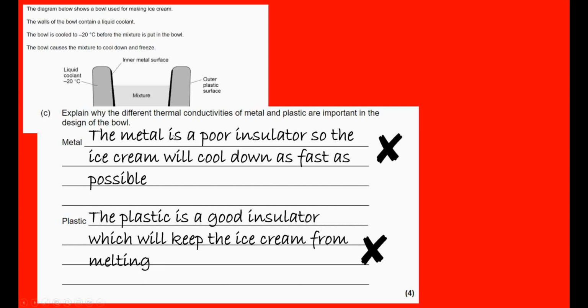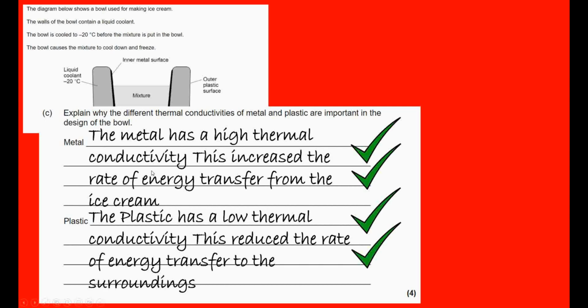So you need to describe what the thermal conductivity is of each of the materials, and then say how that affects the heat transfer. So something like: the metal has a high thermal conductivity. This increases the rate of energy transfer from the ice cream. The plastic has a low thermal conductivity. This reduces the rate of energy transfer to the surroundings. Okay, so talk about what it says in the question. Read the question, in other words.